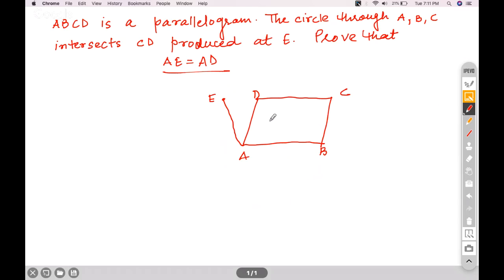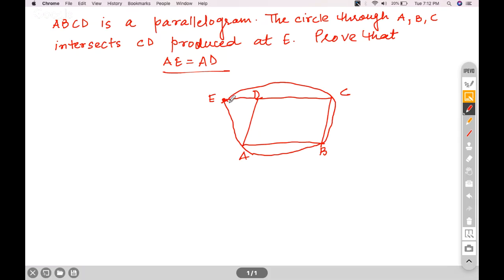Now what happens? The circle through ABC intersects CD produced at E. So it means that there is a circle through ABC which is meeting this E. So these four points A, B, C, E are on the circle. Just let me make this circle. There is some circle like this, and this E is on the circle.